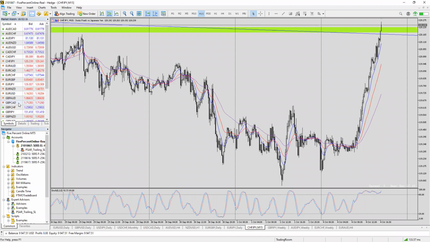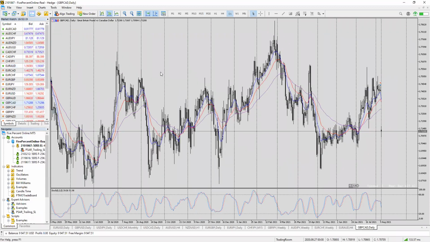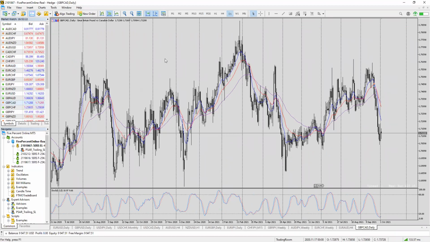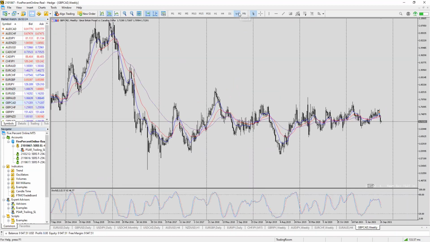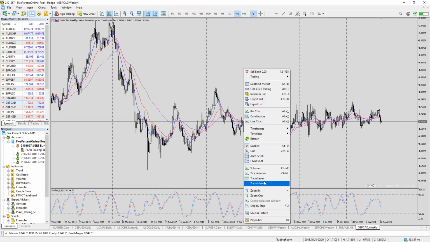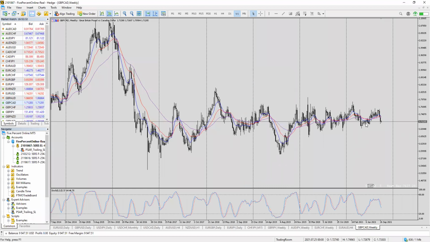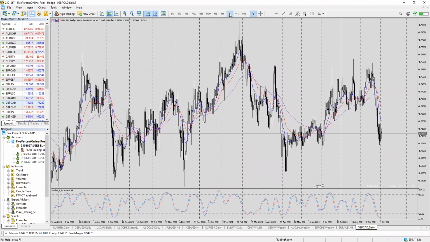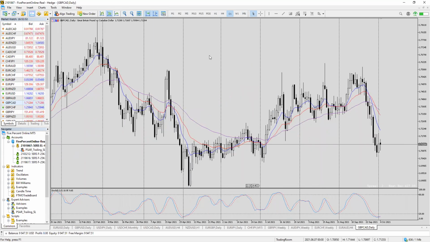Pound CAD. Well, every time I look at this pair, I ask myself, why even trade it? I mean, look at it. For weeks, it's been ranging or going sideways. Obviously, currently the sentiment is bearish, but since it's been ranging sideways for so long, now it's bearish, tomorrow it's bullish.